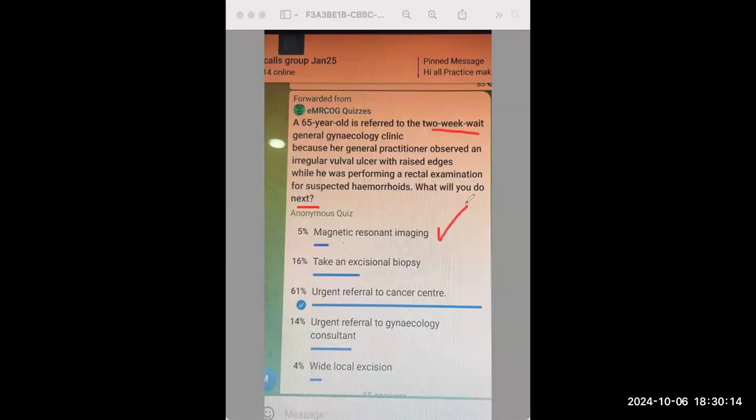One option is magnetic resonance imaging, which is not the one. Take an excisional biopsy. So no excisional biopsy at all. However, 16% of the candidates have chosen excisional biopsy. This is really worrying. Or urgent referral to the cancer center. Dr. Rabah just showed us on the algorithm that I have to take a biopsy first, then refer to the cancer center, not even waiting for the biopsy result. But let's see the other options. Urgent referral to a gynecology consultant, no rule. Wide local excision, again excision, no rule. So I have 4 wrong answers, and one comes as a second priority. So which one to choose, Dr. Ala?